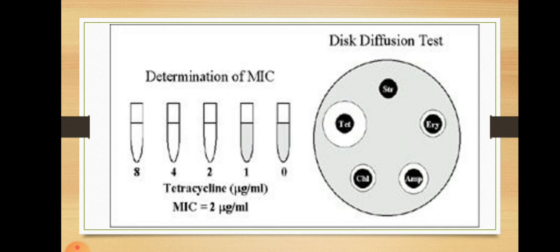Another method is MIC, the minimum inhibitory concentration method. Here in the picture we can see tetracycline. Different concentrations of tetracycline are inoculated into a broth containing a specific type of microorganism, and after incubation the MIC can be determined by the turbidity. Here the microorganism is sensitive to tetracycline at 2 micrograms per ml. So this particular concentration is used in the disc diffusion test.